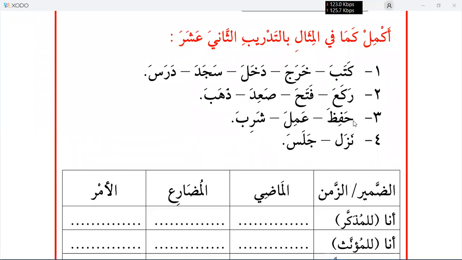Tafazu. Tafazani. Tafazuna. Tafazina. Tafazani. Tafazna. Afazu. Tafazu. Nafazu. Afazu, sorry. And Nanu is Nafazu.